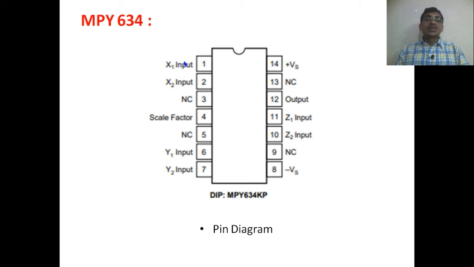So here you can observe X1 input, X2 input. These two, 1 and 2 terminals, are used to give the X type of input, and 6th and 7th pins are used to give the Y signal, and the 10 and 11 pins are used to give the Z input. And we will take the output across pin 12 of the multiplier as well. So what is a multiplier? It multiplies the input signals.